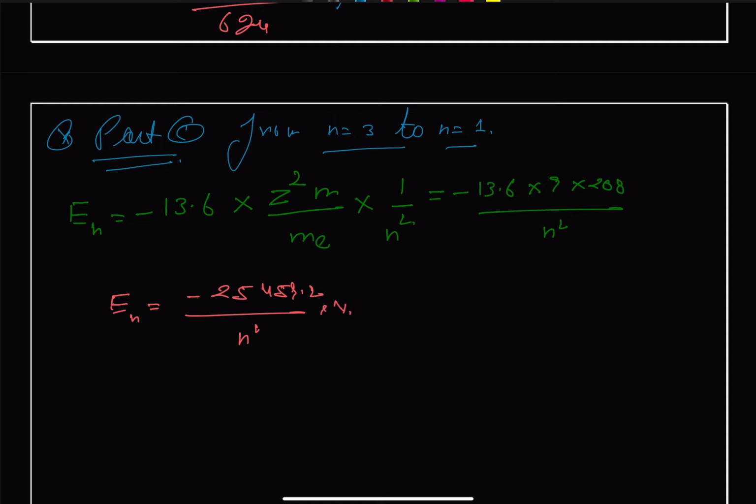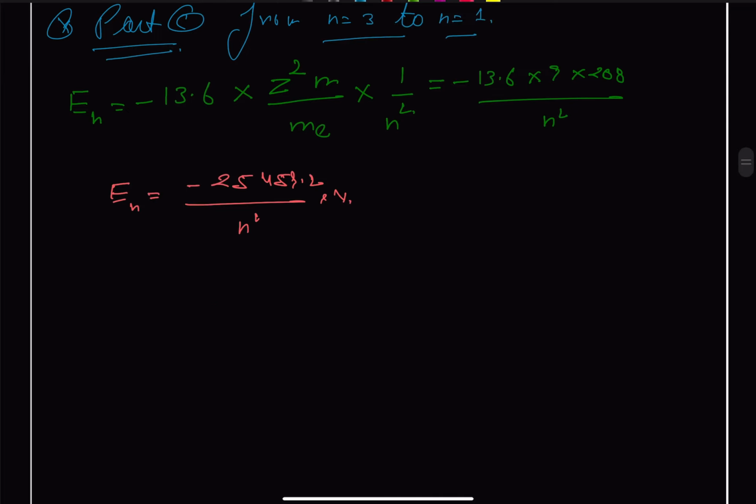And this we can write into two formations, because we need from n=3 to n=1, so we can write E of 3 as well as E of 1, and then we find out the transition energy. So we can say transition energy, that is our delta E, will be equal to E1 minus E3.